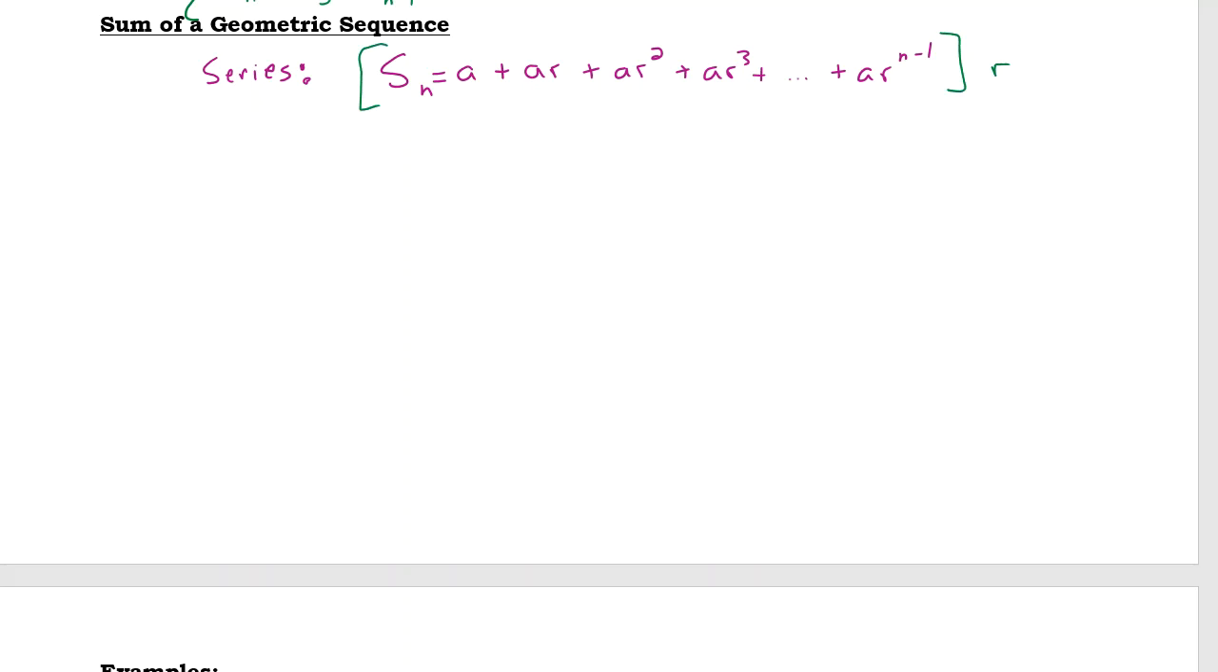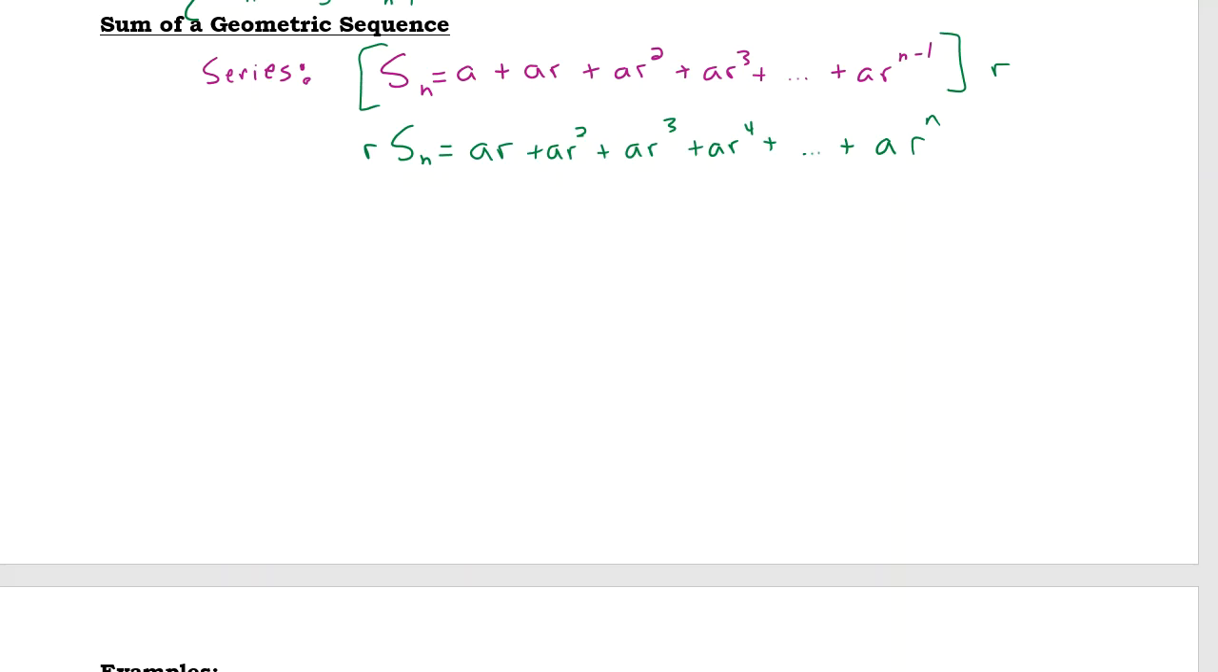And then I'm going to write that underneath here. Okay, so I'm going to get r times s sub n. And then I'm going to take r times a. So that's going to be ar. And then r times ar. So that's going to give me ar squared. And then ar to the third, ar to the fourth, dot, dot, dot. Now what's r to the n minus 1 times r to the first? You're going to add those exponents together. So that's just going to give you r to the n.